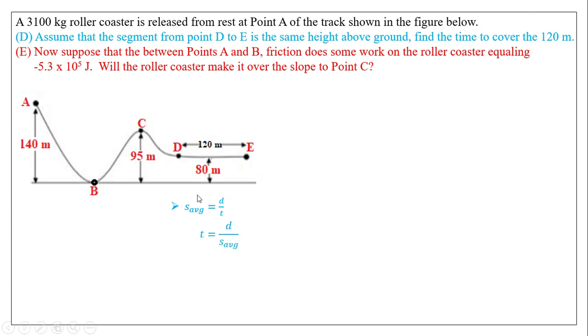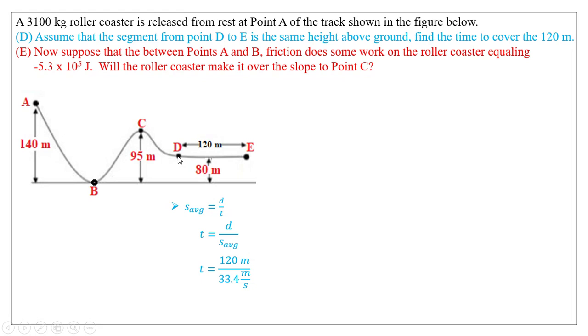All right, other than that, to solve for T, I'm just going to multiply both sides by T, divide both sides by S average, or just switch S average and T. Move the T up, move the S average down. Here, we know the distance already. The distance in the problem is given as 120 meters. And then S average.